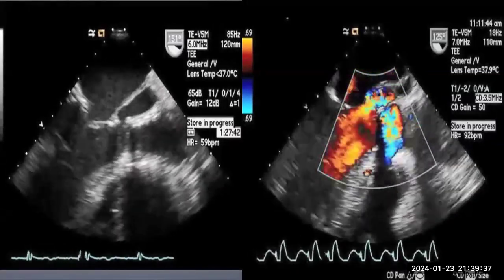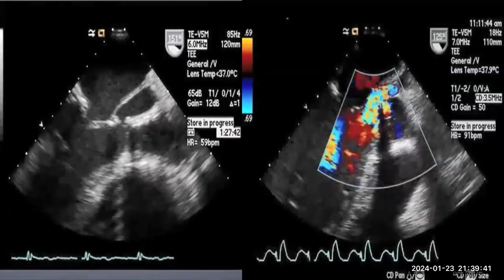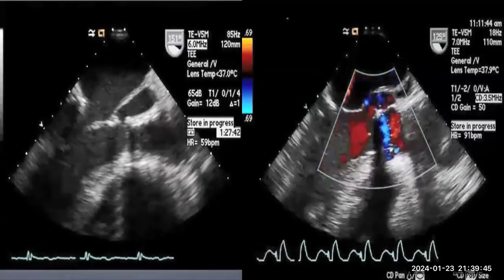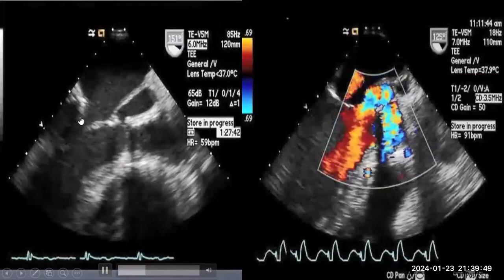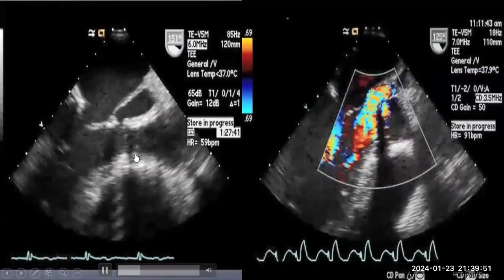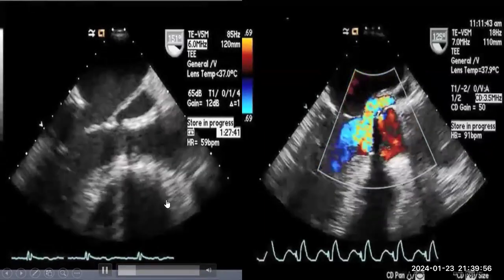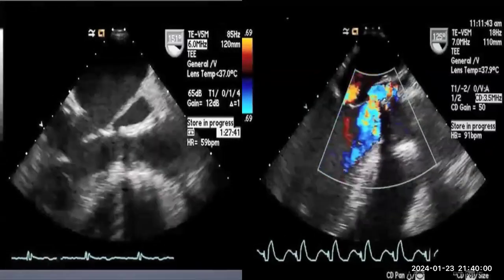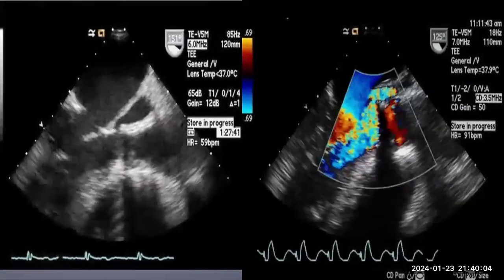Or sorry, this is mitral. Sorry, this is mitral. No, you started correctly. Well, this is TE, long axis view. What long axis view is. Yeah. So we can see here's the mitral and here is the aorta. Okay, excellent. And what do you see in the color Doppler?